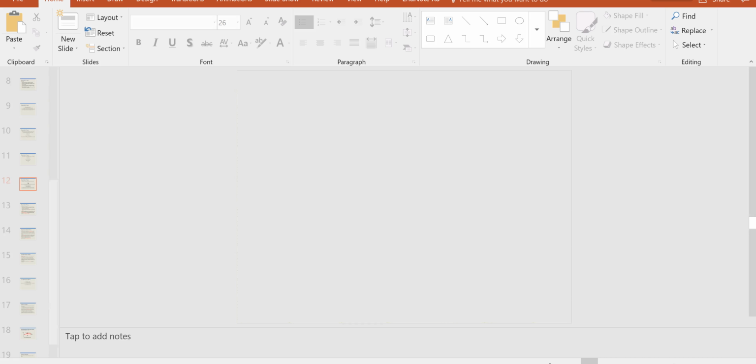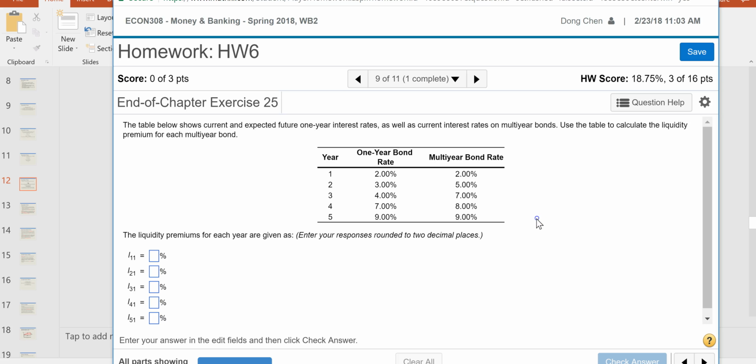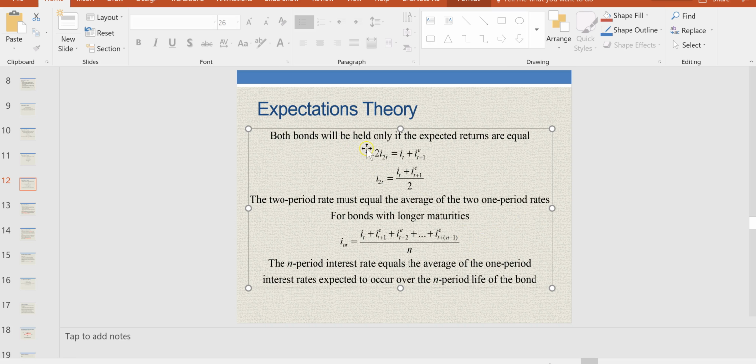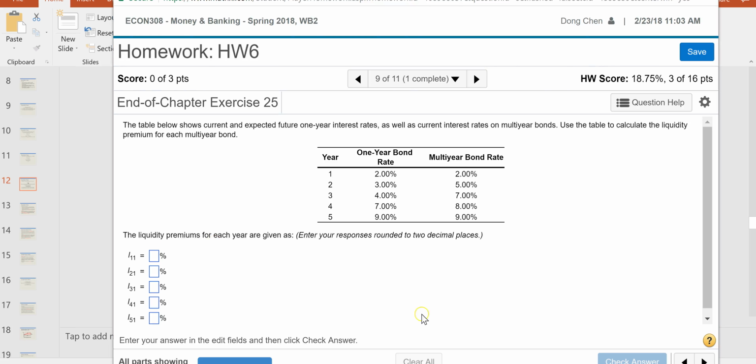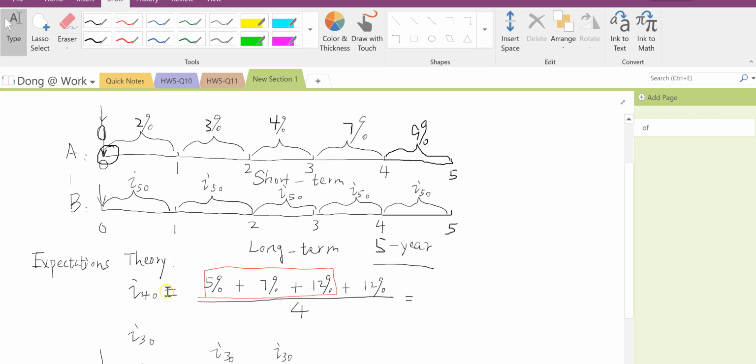And then if you go back to my lecture slides, you see this is the expectation theory. Expectation theory means I5 is basically that I50 there. So I should put this as I50.